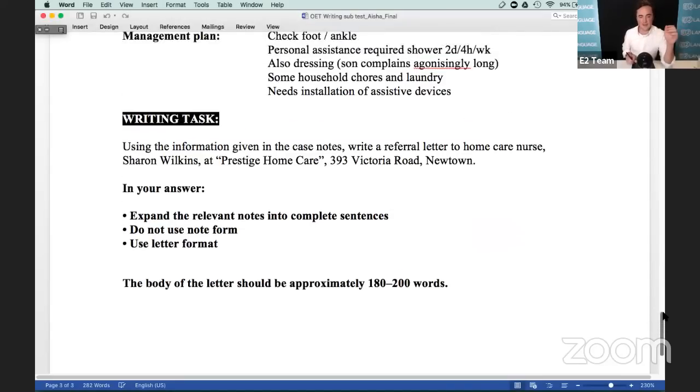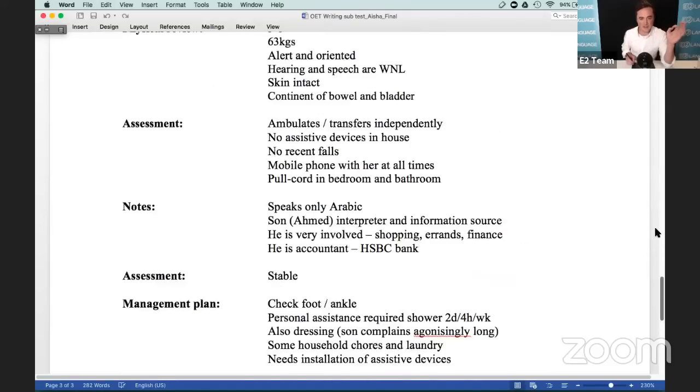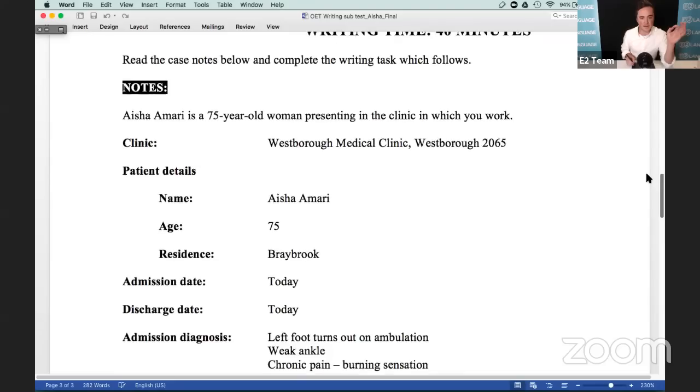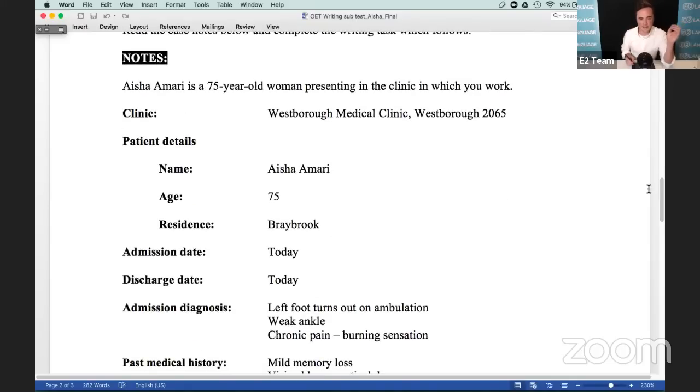So after the task, and we know we're writing to a home care nurse, we go right back up to the top and we start to look at the important case notes and think about what is relevant. What is relevant to a home care nurse? What is relevant if you're writing a referral letter? And more importantly, what's irrelevant? What will we leave out? Because just as important as what you put in is what you leave out. Those decisions are critical, and those are the decisions that you make during the reading time.